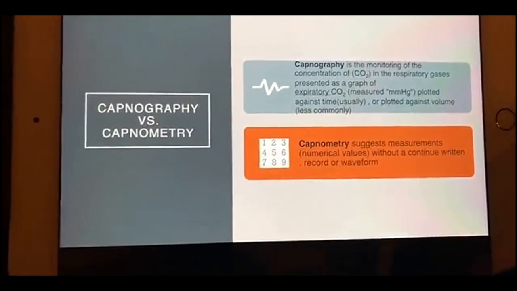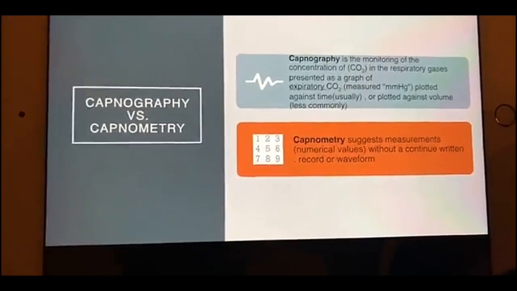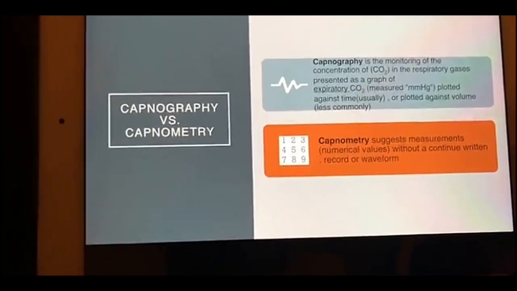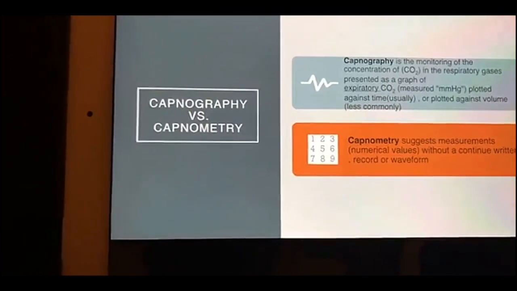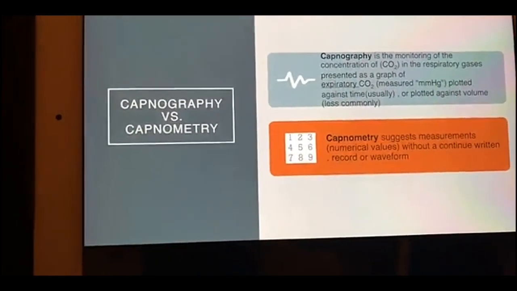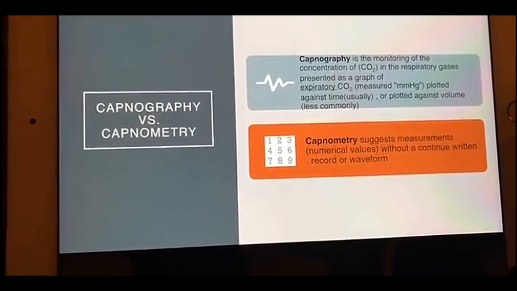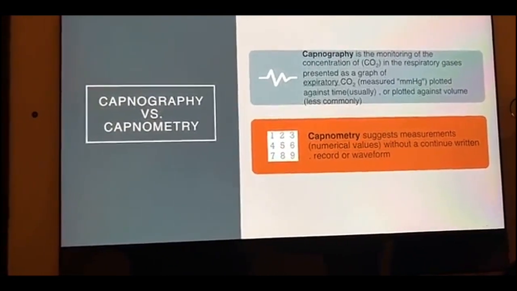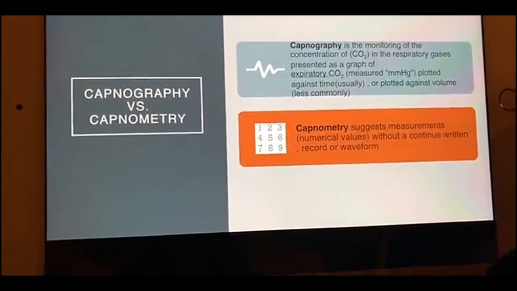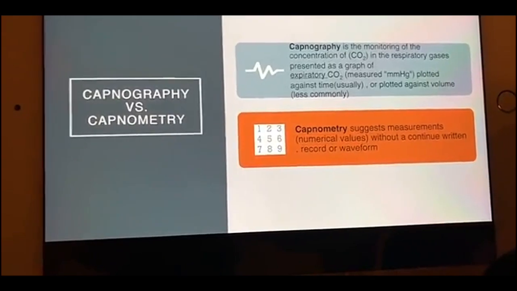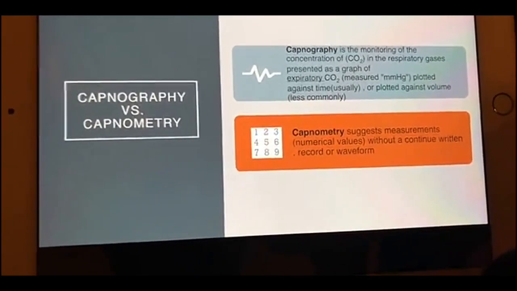So what does capnography exactly mean, or capnometry? Basically, both of them are synonyms, but with a slight difference. Both of them are devices or tools for measuring or analyzing the exhaled CO2. But in more detail, capnography is the monitoring of the concentration of carbon dioxide in the respiratory gases presented as a graph of expiratory CO2 measured in mmHg, plotted against time usually, or it could be plotted against volume, which is less commonly used in the clinical field.